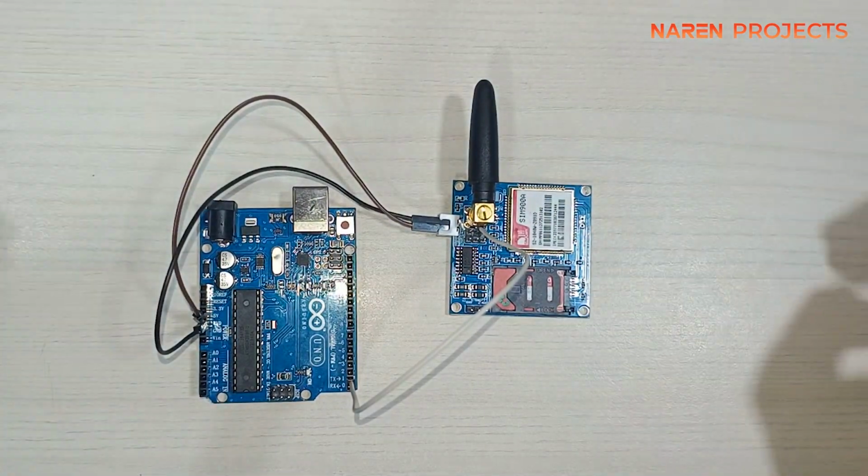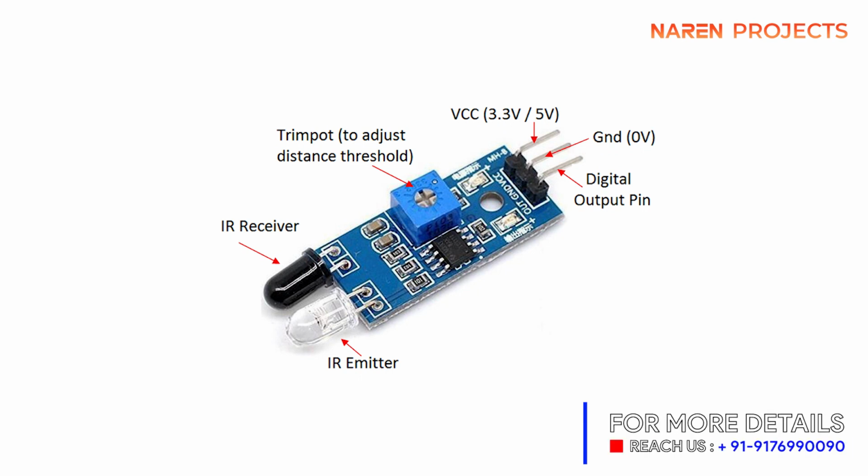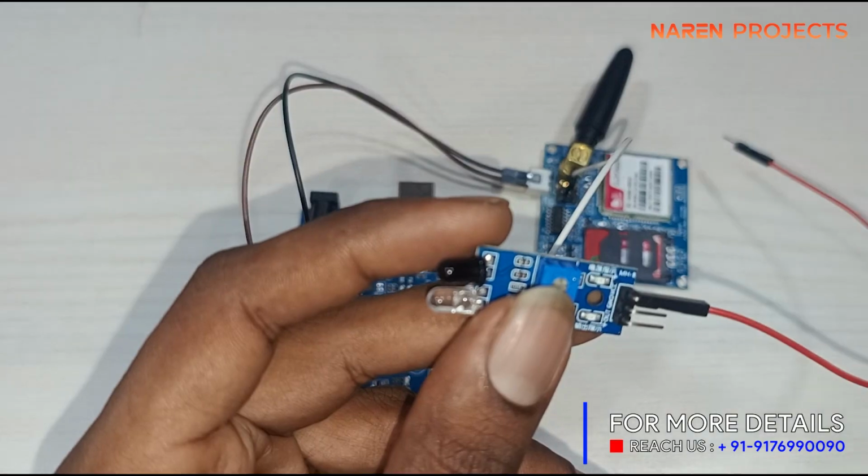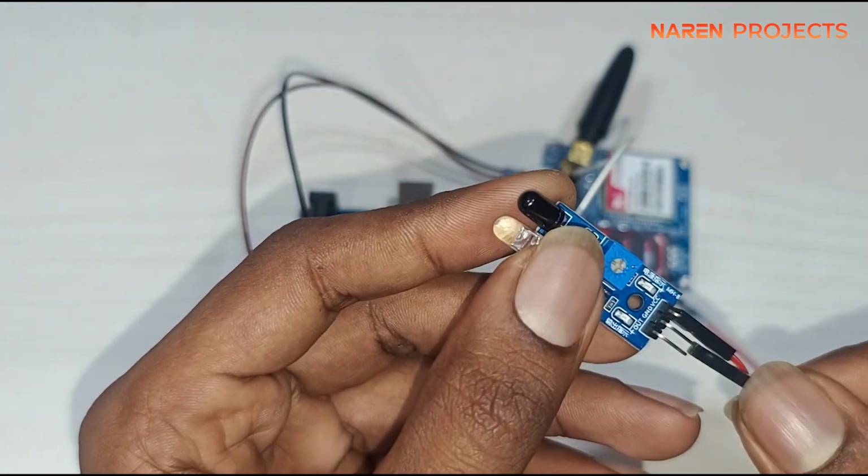So, and here we are going to add one more device, the IR sensor. So the IR sensor have three pins, two is power supply and third pin is the data.